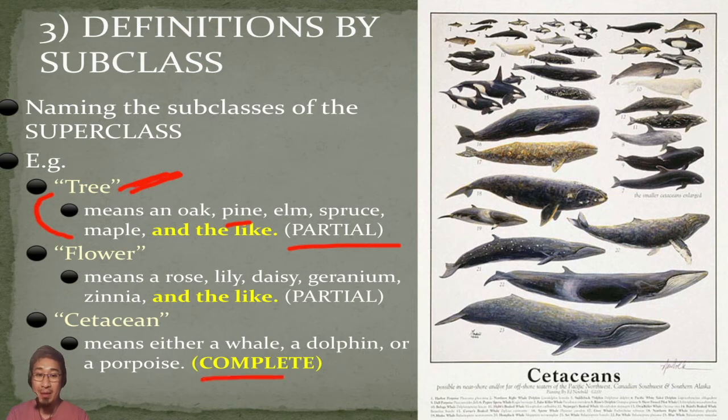Compare this to the complete one. For cetacean, it means either a whale, a dolphin, or a porpoise. It's complete because the cetacean only has 3 subclasses: the whale, the dolphin, and the porpoise. Same thing with the flower. It means rose, lily, daisy, geranium, zinnia, and the like. It's still partial because not all the definitions for the flower have been given; not all subclasses for the flower have been identified. So the rose is directly a descendant of the flower. They are closely connected. If I say flower, all the attributes of a flower should be in its definitions. So that's the difference between subclass and enumeration.